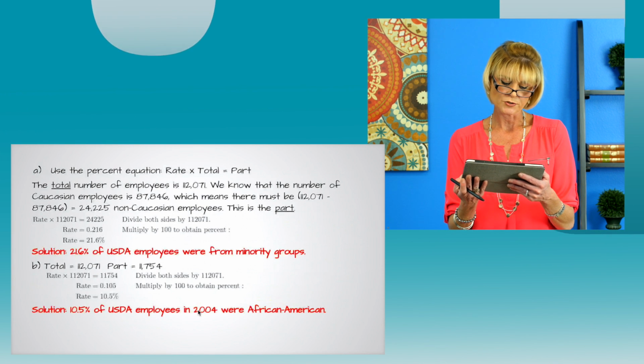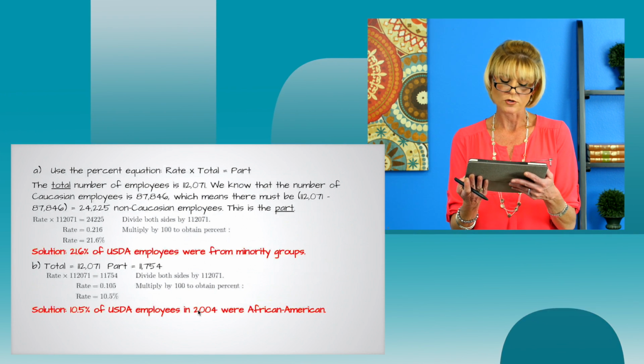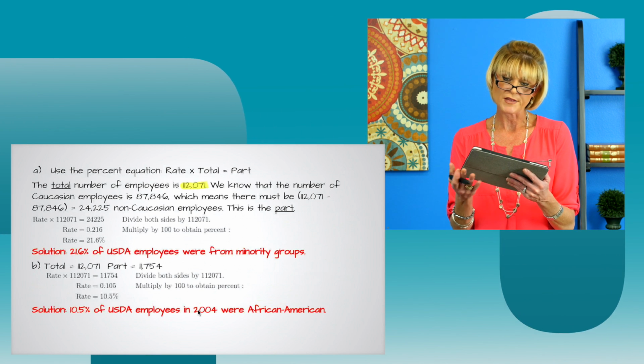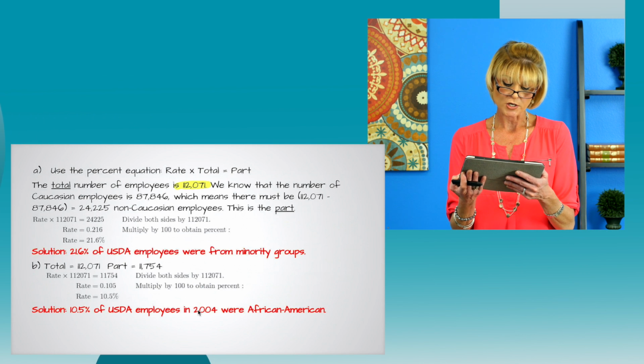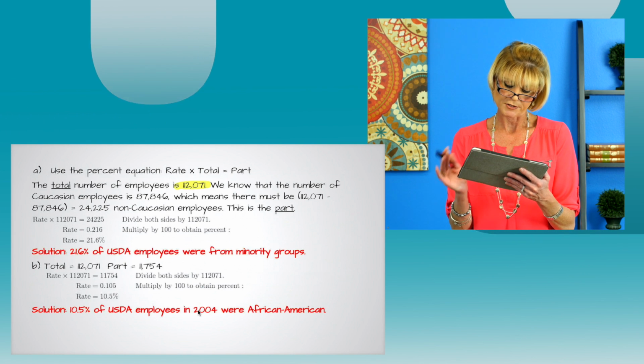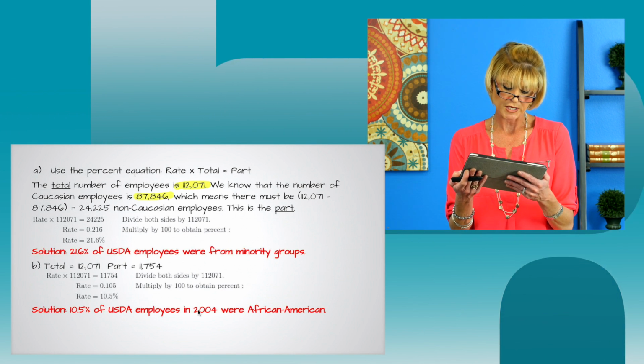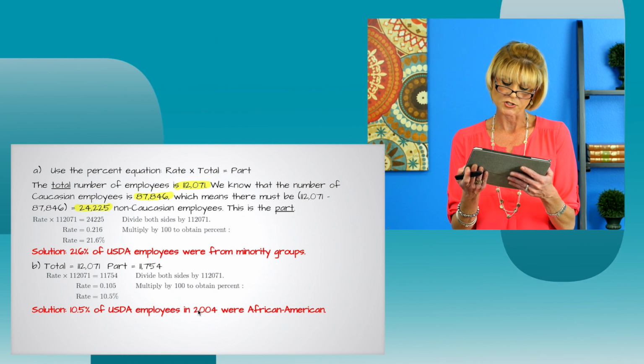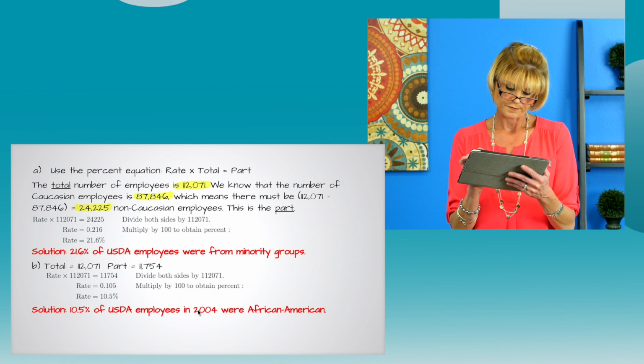So first, we're going to use the percent equation. Rate times total equals part. The total number of employees is 112,071. We know the number of Caucasian employees is 87,846, which means there must be 24,225 non-Caucasian employees. This is the part.